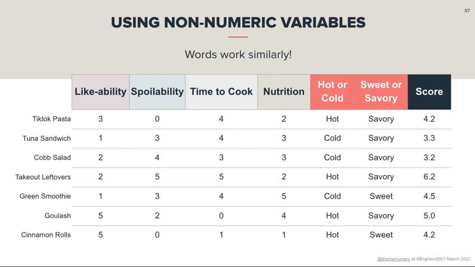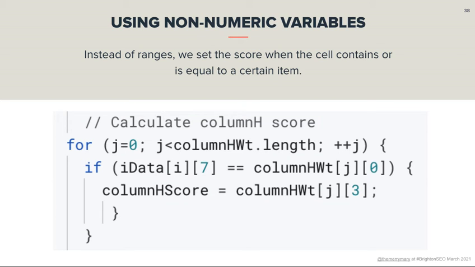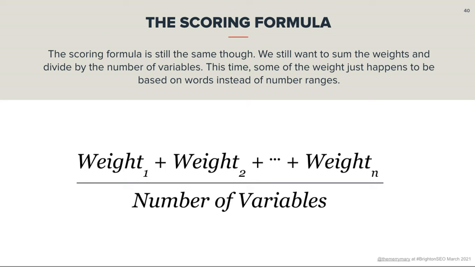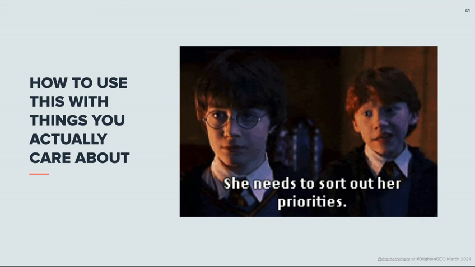And so in the same way that we're looking at buckets for numbers, for words we're going to do a match. So the formula is going to go back and forth between the tabs, and it's going to say, if this column contains the word hot, I'm going to go to the weight sheet and see how that is weighted. And so our weight sheet looks a little bit different for non-numeric variables, but it works pretty much in the same way. And the formula is actually the same. It's adding up all the weights and dividing by the variables.